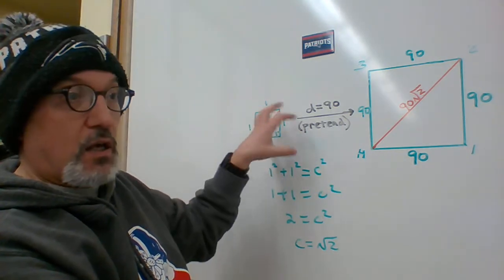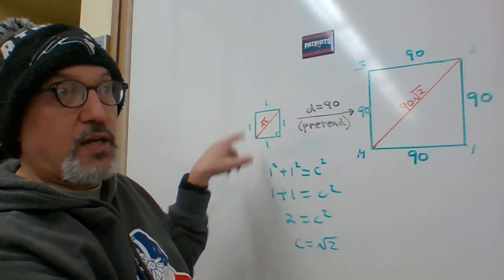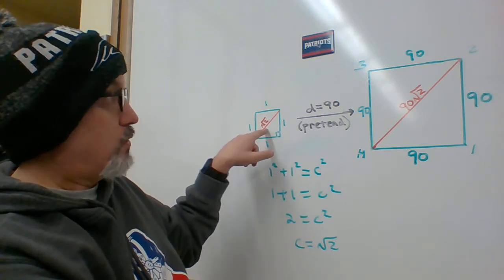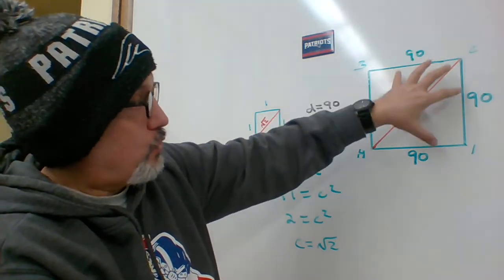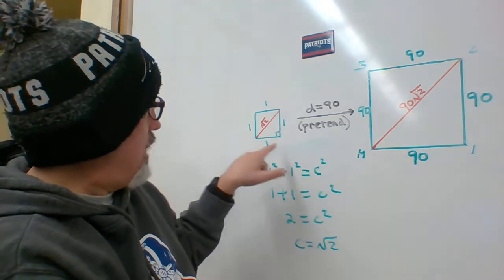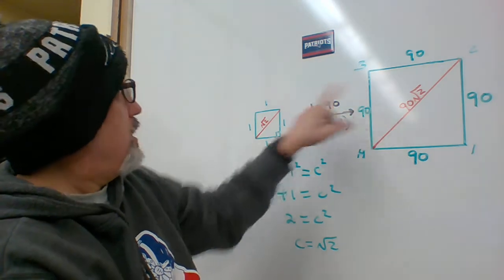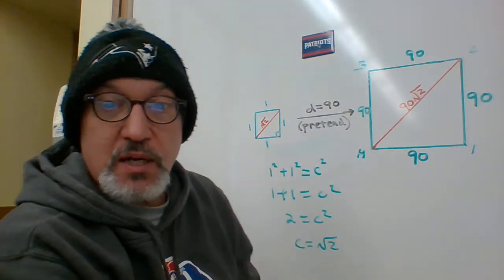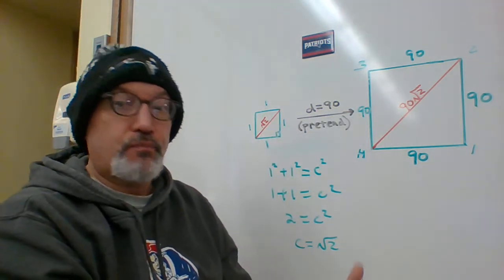The diagonal of a square where each side is 1 unit is the square root of 2. The diagonal of a square where each side is 90 units, 90 times the 1, is going to be 90 times the square root of 2. It's going to be 90 times longer. Very simple.